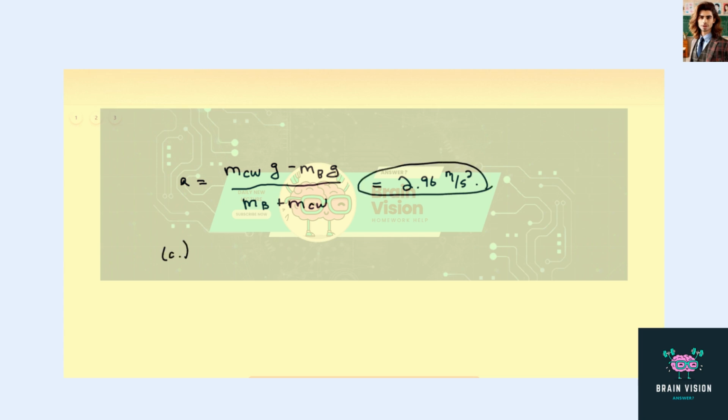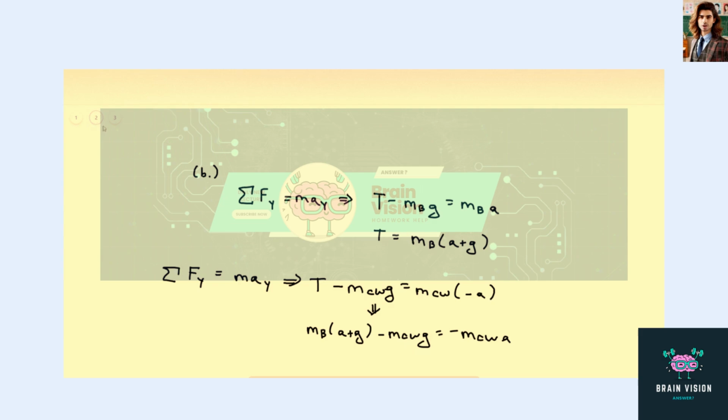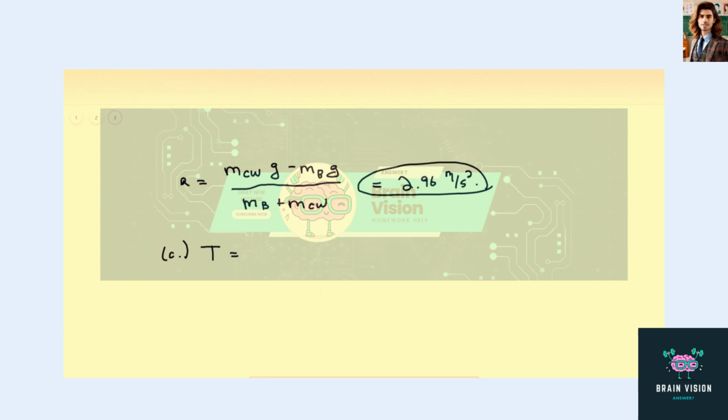Part C is asking us for the tension of the rope, and we can use a form that we found earlier, at the beginning of part B. We're going to use this right here. And so it's equal to mass of the bricks times A plus G. G for this problem we set to be positive, and we found for the bricks A is also positive. And so when we plug in all these values, we get 191.4 newtons.